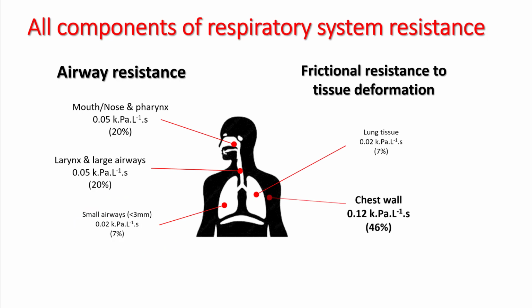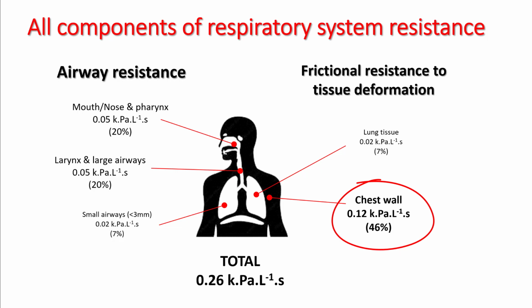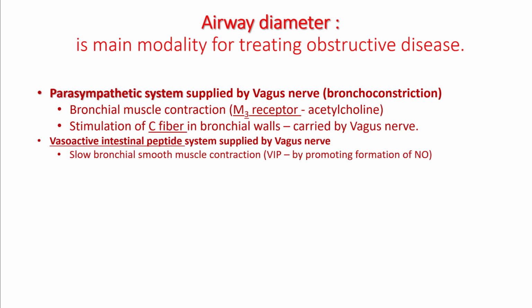And similarly, the frictional resistance to tissue deformation is mostly in the chest wall, which comprises 46% of total resistance. Airway diameter is the only modality you can change to treat your obstructive lung diseases. So let's see how these things are controlled.